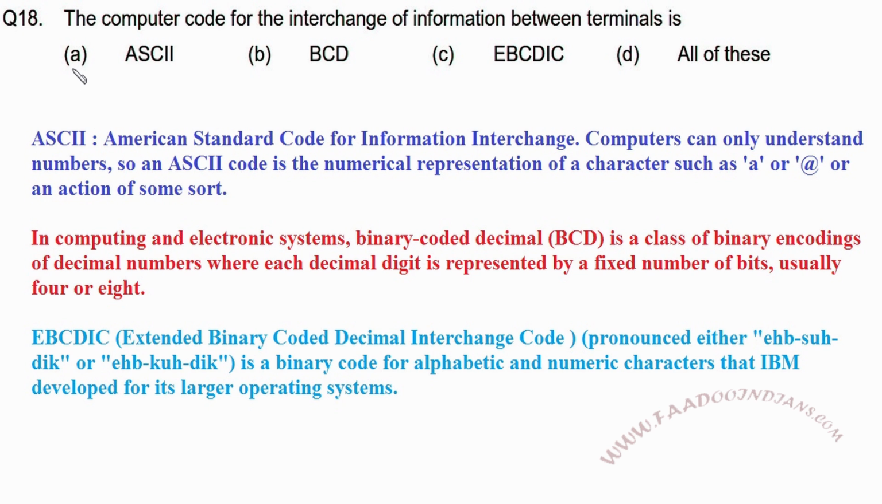Now BCD. This was your A. Now BCD is binary coded decimal, used in computing and electronic systems, a class of binary encodings of decimal numbers where each decimal digit is represented by a fixed number of bits, usually 4 or 8. Now the last one, EBCDIC, pronounced as 'ebsidik', that is extended binary coded decimal interchange code. It is a binary code again for alphabetic and numerical characters that was developed by IBM. So A is your answer for 18th.